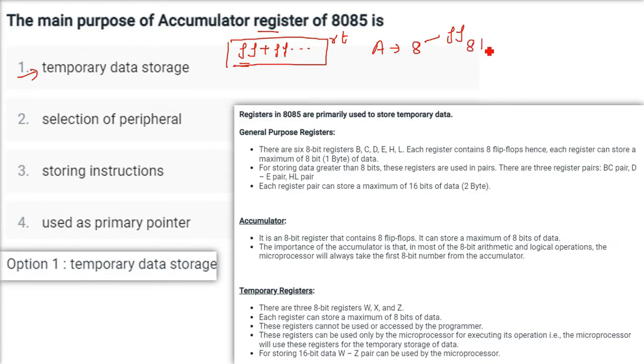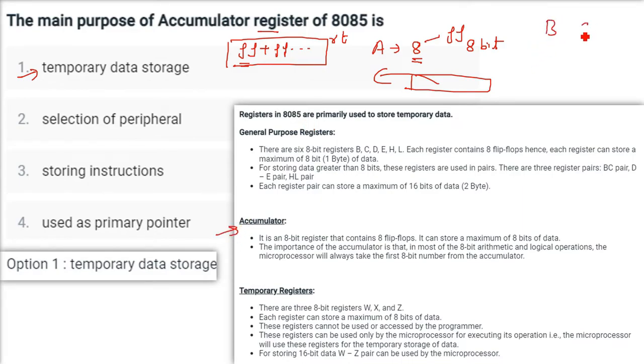The accumulator is an 8-bit register that contains 8 flip-flops. It can store a maximum of 8 bits of data. The importance of this accumulator is that in most of the 8-bit arithmetic and logical operations, whichever operation is happening, the microprocessor will always take the first 8-bit number from the accumulator. Okay. So in 8085, we have the accumulator.